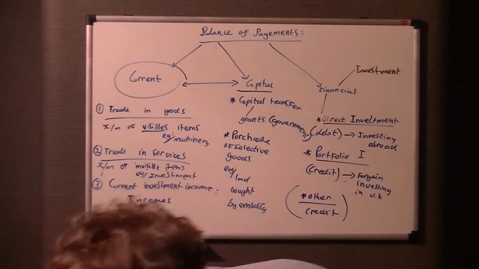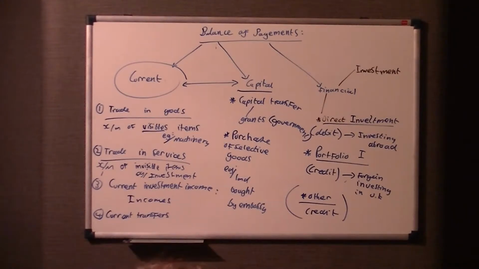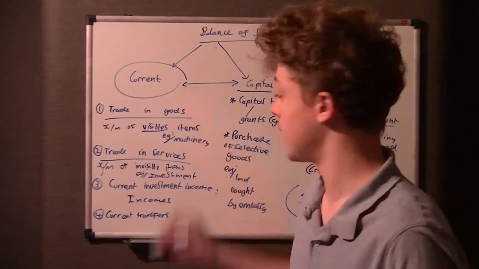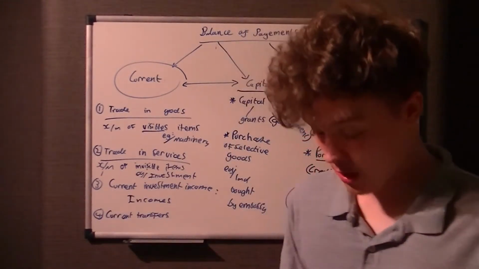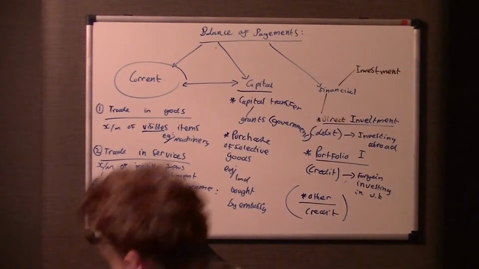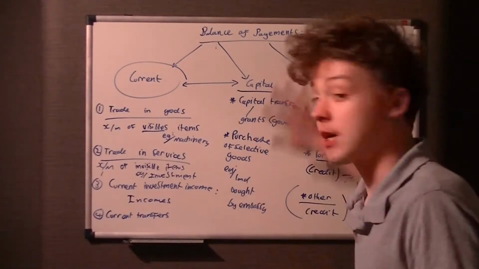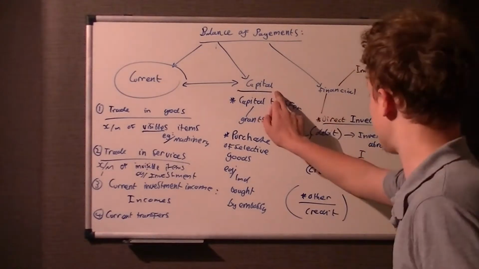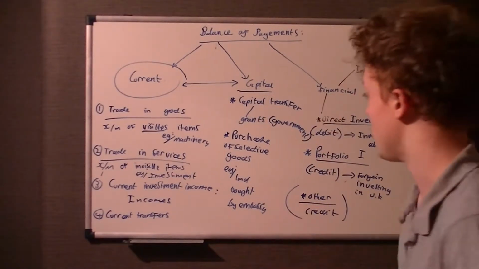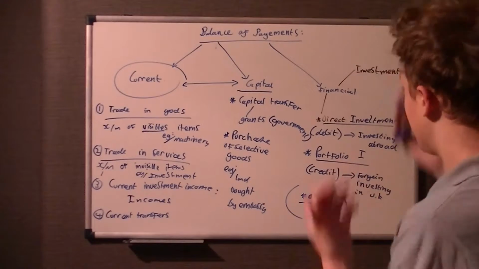So that's pretty much it for those three accounts. I will go over the current account in a bit more detail in a minute, but that is the overview. For these two, that's as far in detail for the capital and the financial as we're going to go. So that basically outlines all of them.